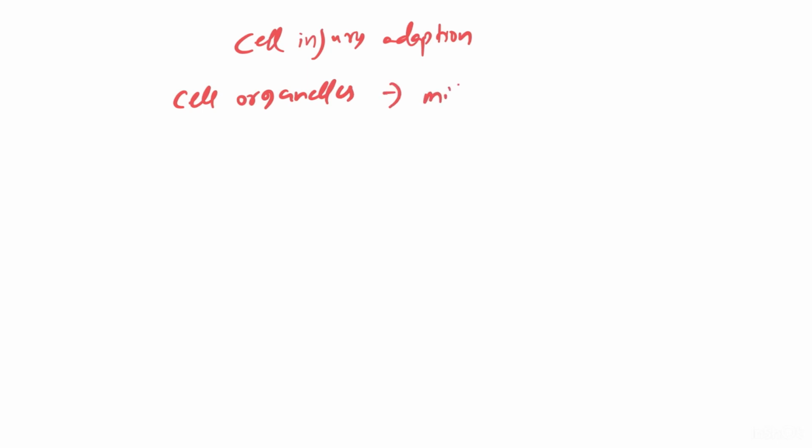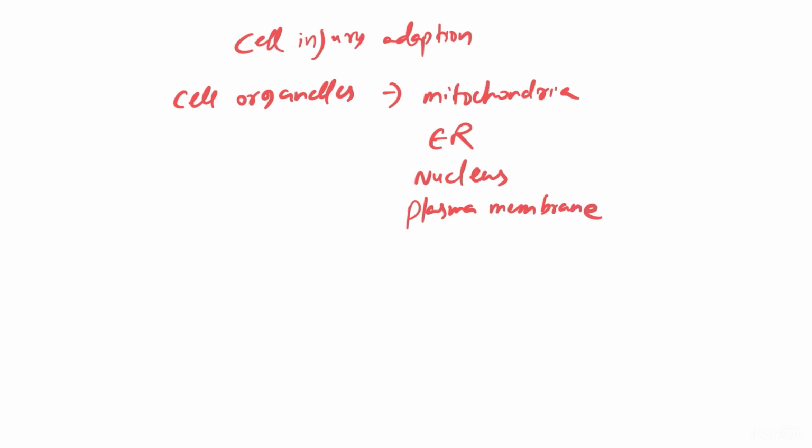Today we will be discussing the first topic of pathology, that is cell injury and adaptation. So what are the cell organelles that are affected during cell injury? The cell organelles which are affected during cell injury are mitochondria, endoplasmic reticulum, nucleus, and plasma membrane.